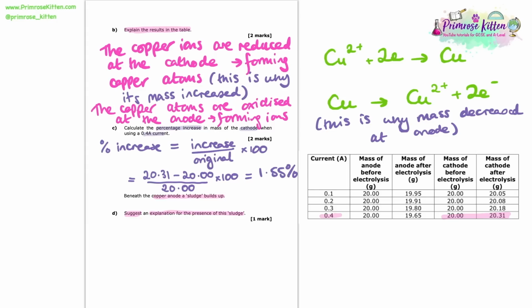And here the suggestion is that maybe that copper anode wasn't pure. Maybe it actually had some impurities within it. So when that electrolysis takes place, the copper ions and the copper atoms are taking part in the process. But any impurities just end up dropping down underneath that anode and creating this sludge.